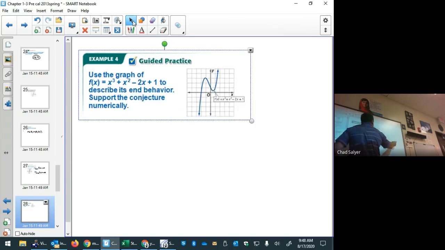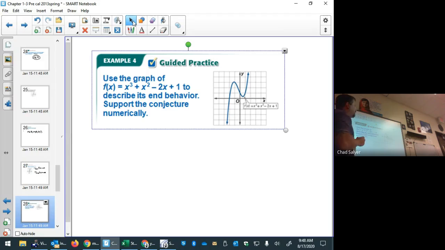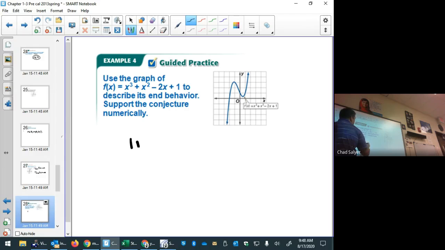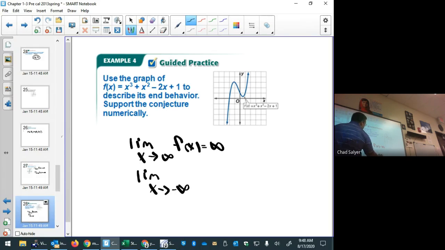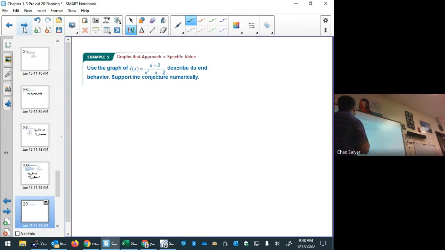Here's one for you. Try to describe the end behavior here. Pause the video and come back when you think you've got it. Okay, so if you're back, here's our graph. Once again, the limit as x goes to positive infinity of f of x equals positive infinity. And the limit as x goes to negative infinity of f of x equals negative infinity. So those are descriptions of the two end behaviors of this function.